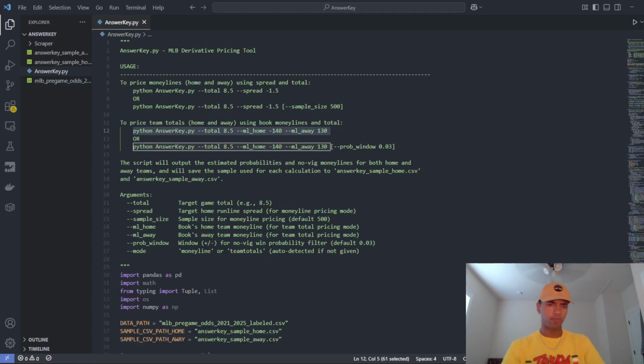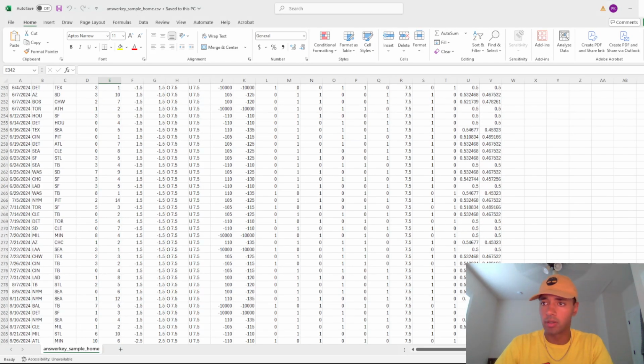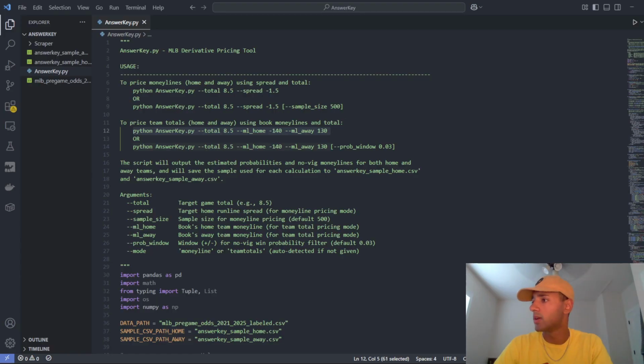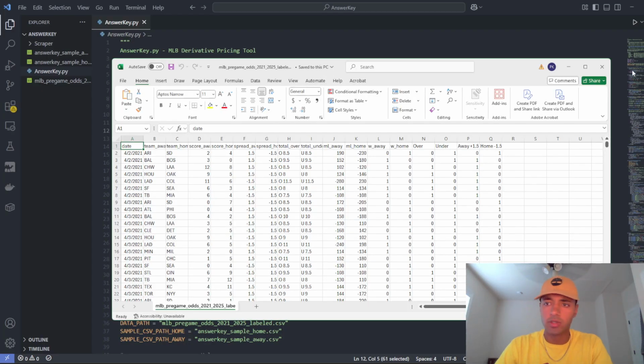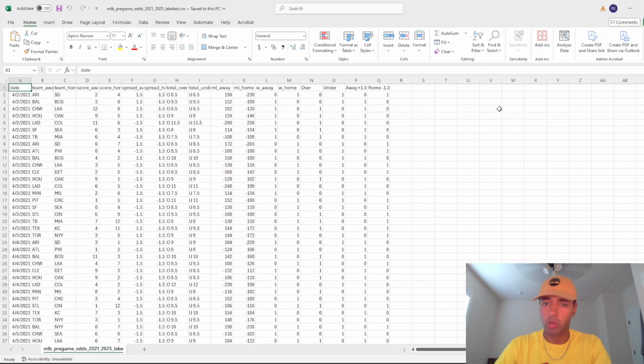Hey, what's going on? Here is my answer key software that I've built to price MLB team totals and MLB money lines. So I'm going to start by showing you the data set that I've created. Here it is. So this is all scraped from Sports Betting Radar.